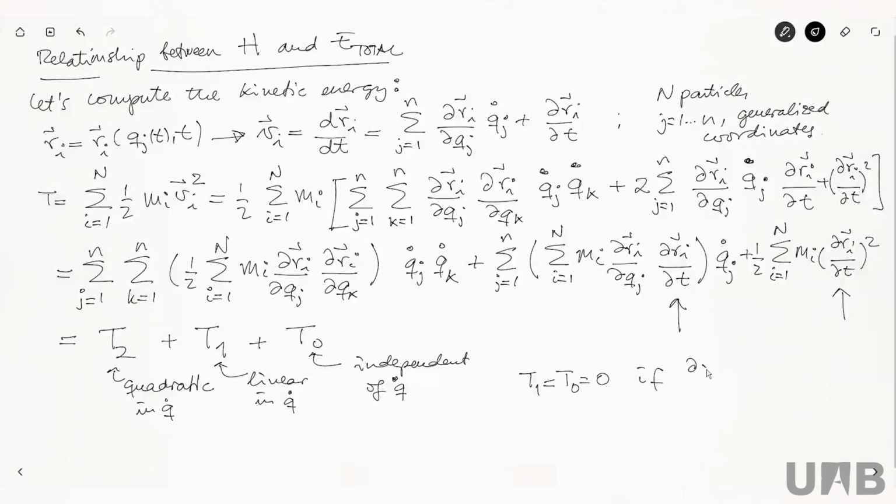if the derivative of Ri with respect to T is 0, which is constraints do not depend explicitly on T. Okay? So that's something very important. So the kinetic energy collapses to just the term which is quadratic in Q dot if there is no explicit time dependence in the position vectors written in terms of the generalized coordinates.